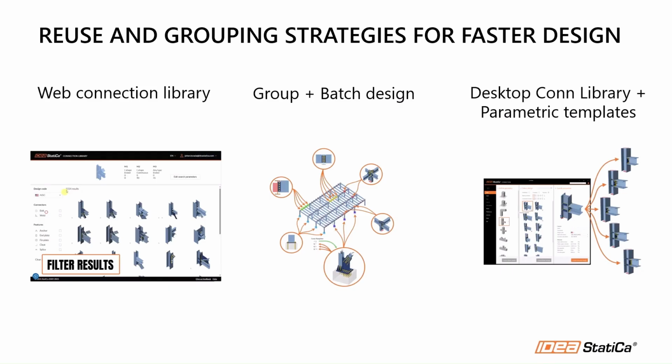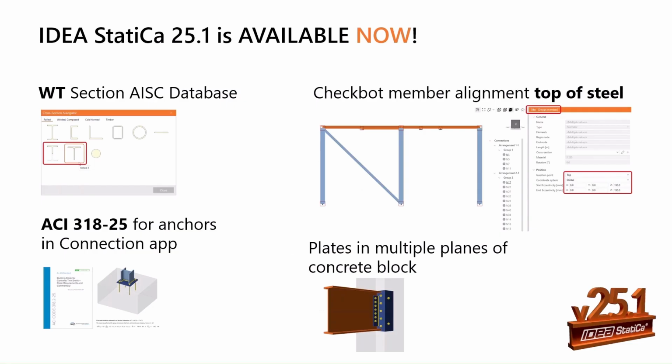Now, last but not least, what we have here to present to our users is that now we have version 25.1 available. It's ready for our users to download, so head on to our website and download it. And here's some of the highlights for this new version: now we carry the WT sections ready for users to use them from the AISC database. So now users no longer have to type in those exact dimensions. Now you can look and browse through them.